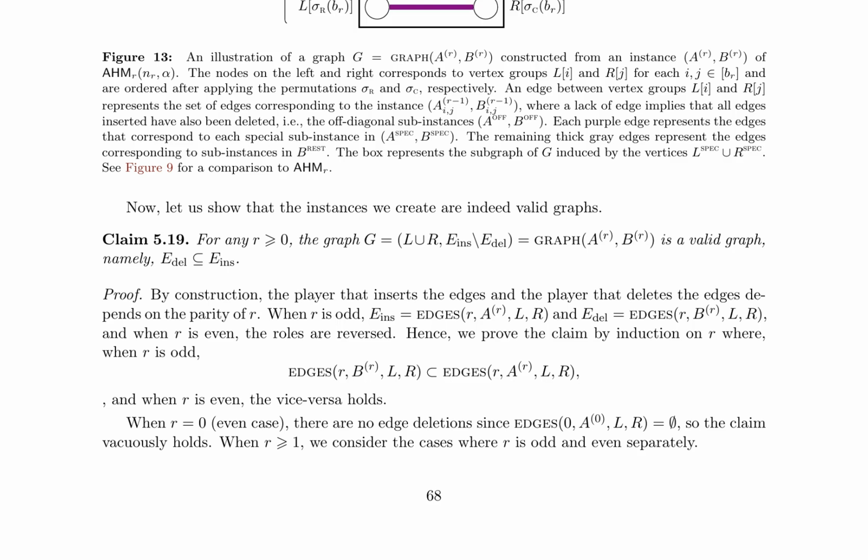Claim 5.19 states that the constructed graph G is a valid graph, namely, A_del ⊆ 1. The proof is presented by induction on R, where the claim is proven by showing that the player that inserts the edges and the player that deletes the edges depend on the parity of R. The claim is proven for the base case R equals 0 and for the inductive step when R is greater than or equal to 1.